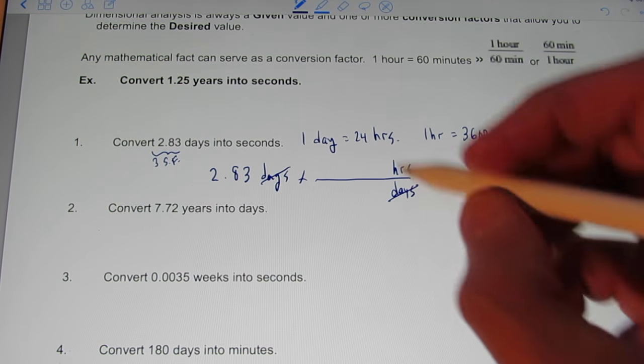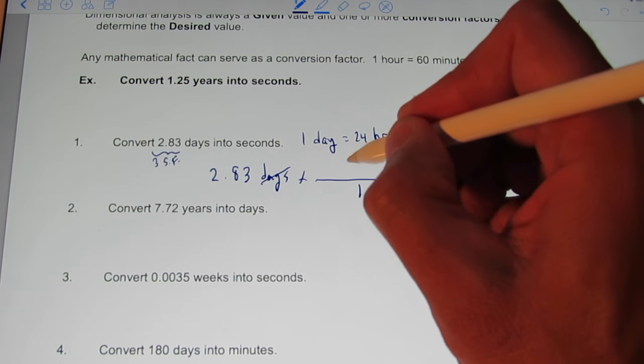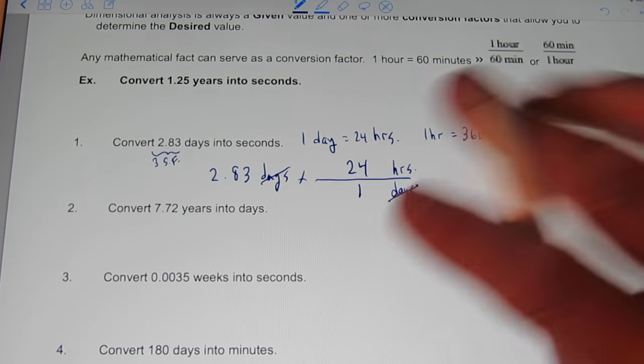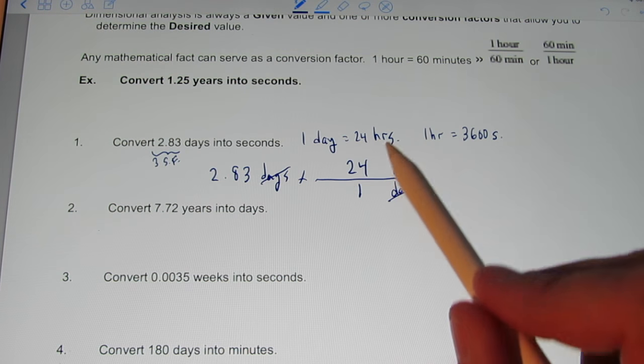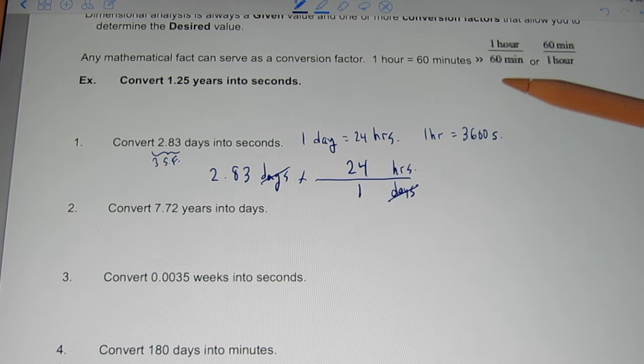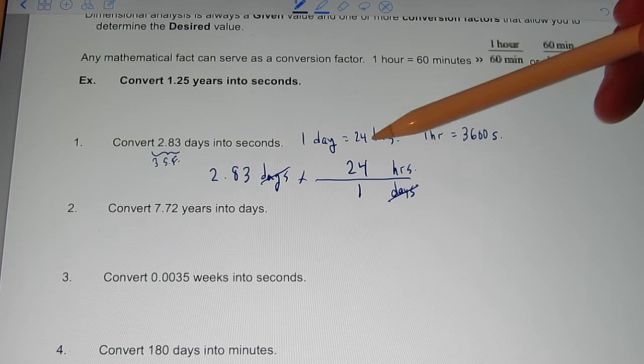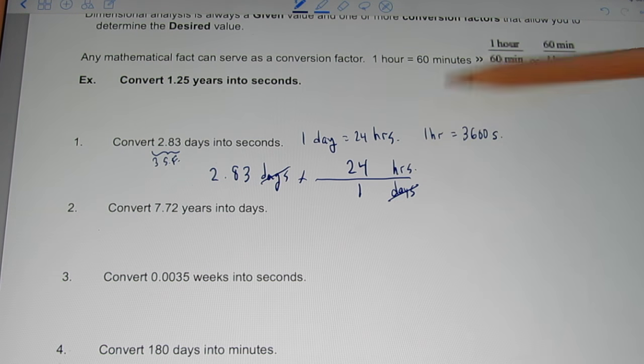Now, isn't it true that for every 1 day, there are 24 hours? It's not the other way around. There aren't 24 days in 1 hour. Please make sure your conversion factor makes sense. There are 24 hours in 1 day.